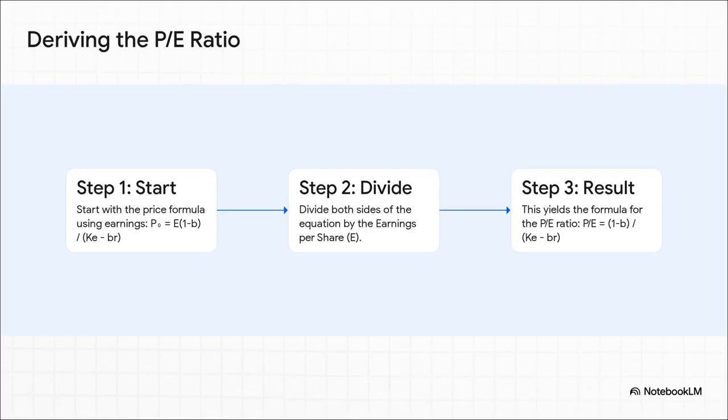Now, what's really cool is we can tweak this core formula to get another super useful metric, the price to earnings, or PE ratio. By just reframing dividends and growth in terms of earnings and retention, we can derive this PE formula directly. And trust me, understanding this link is an absolute game changer for so many exam questions.